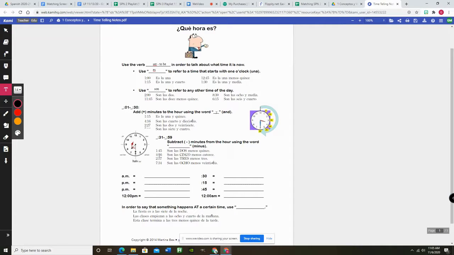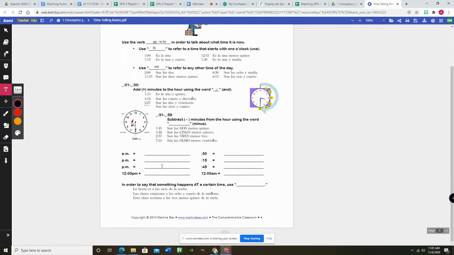If you want to say it is 4:46, you will say it is 5 minus 14. O son las 5 menos 14. If you want to say it's 2:57, you will say it is 3 minus 3. Son las 3 menos 3. If you want to say it is 7:34, you will say it is 8 minus 26. So son las 8 menos 26.